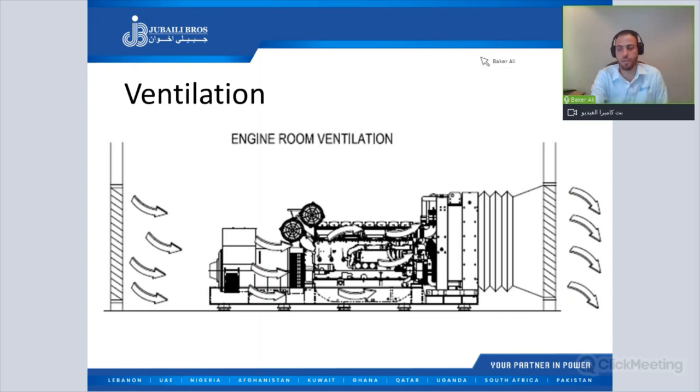This is the first system. Here in this system, as we can see, this is the air inlet opening and this is the air outlet opening. And this is the duct and this is the flexible duct connector.